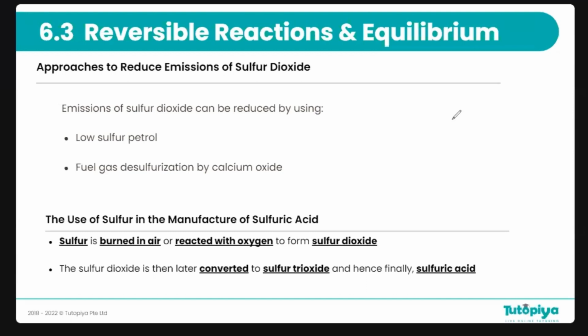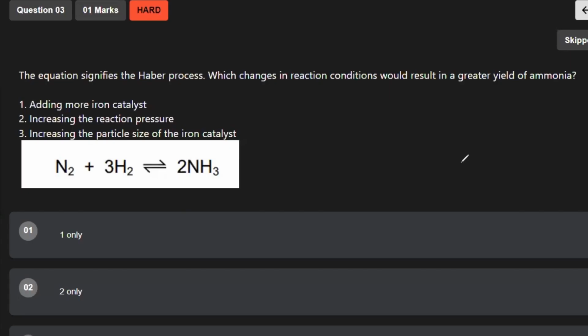In the process, sulfur dioxide is formed, and this sulfur dioxide is not a good gas to be put into the environment. It can cause acidic rain, and therefore it is an emission that must be controlled. Some approaches to reduce emissions of sulfur dioxide in general are given here. Now that we have covered the theory for this topic, let's have a look at a few past paper questions.